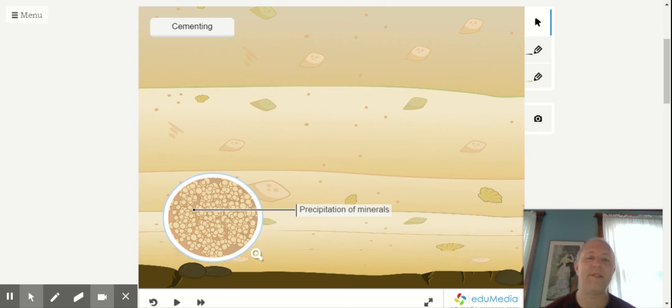But it doesn't really matter there. This is not the precipitation of rain. This is a different precipitation. But basically it is the molecules coming out of the water. And those molecules force the sand grains to stick together.